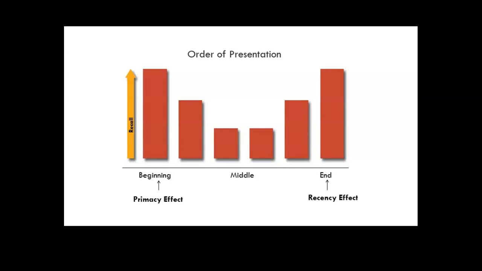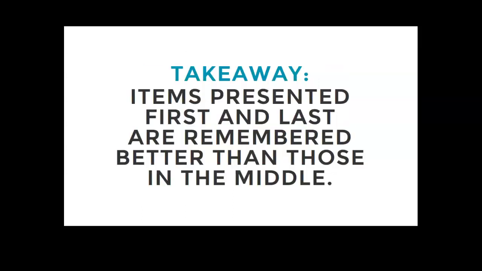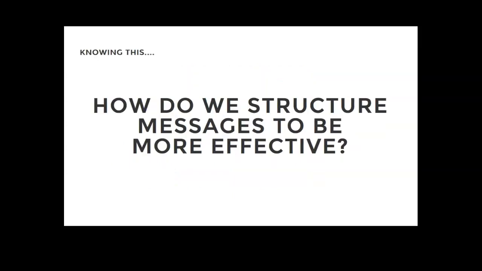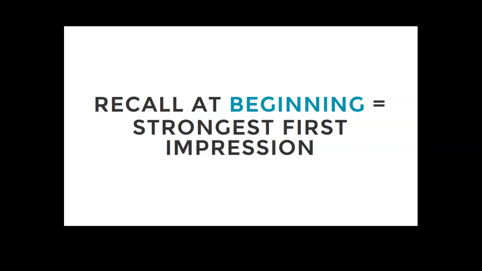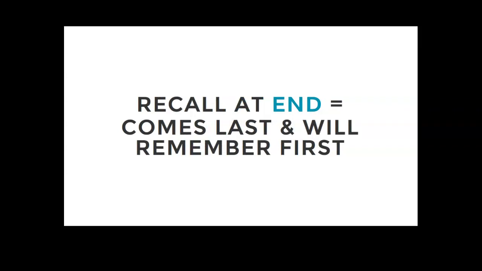When it comes in at the end, they're going to remember it, which means you need to be really careful there at the end on that recency effect, that people leave with whatever your main idea is. Like, what do you want them to remember? Takeaway, just to be really clear here, items presented first and last are remembered better than those that are in the middle. So knowing this, how do you structure messages to be more effective? Strong first impression, go big at the beginning, be really clear, and then at the end, remember that's going to be their takeaway. Don't trail off at the end and just let it walk out.